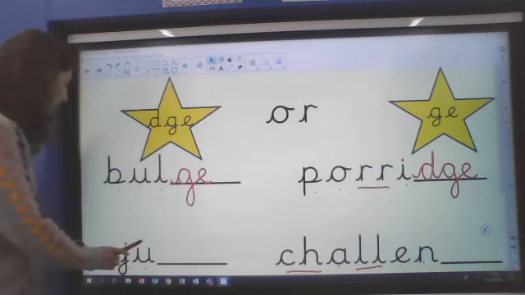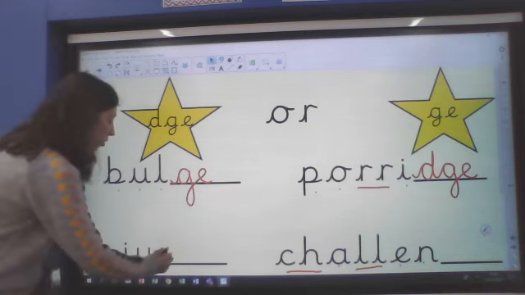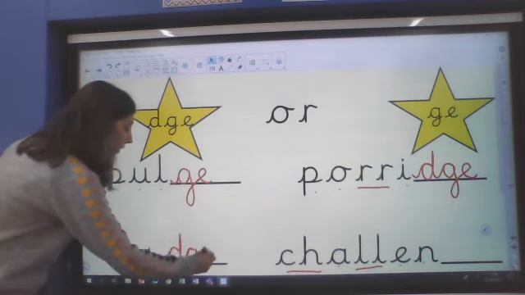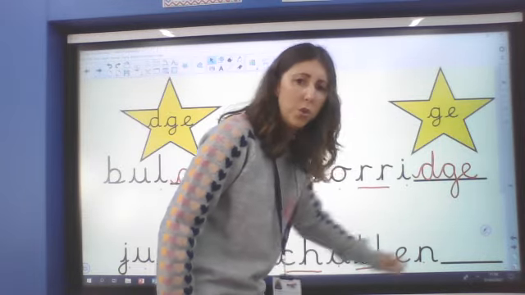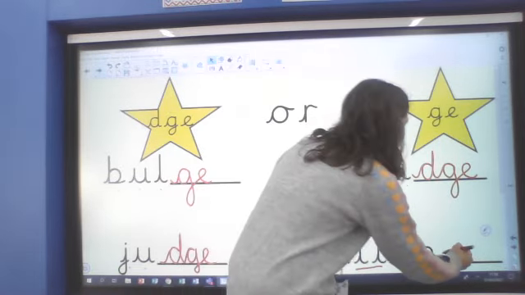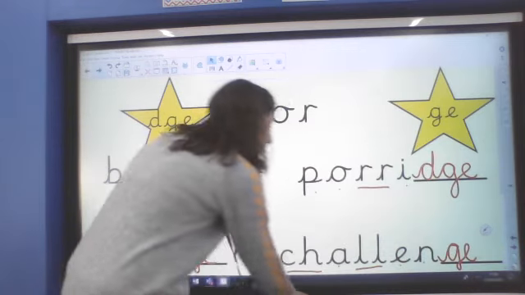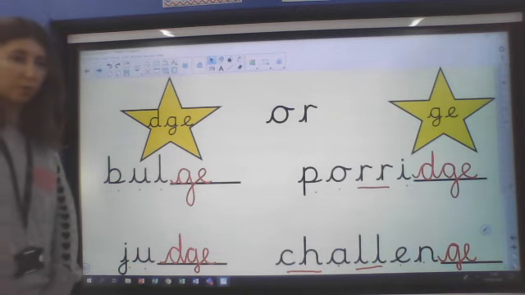Back to this side then. Judge. Again, I've got another short vowel sound on its own, so that one needs the letter friend. But then challenge, it doesn't come after a short vowel sound on its own, so that one would be G and E. Look forward to seeing your boards and seeing how many of you got 4 out of 4.